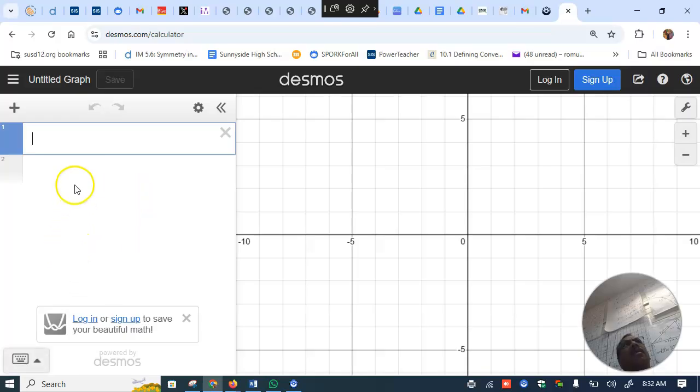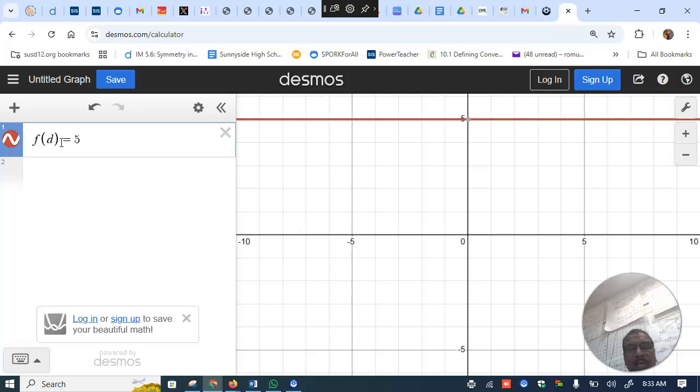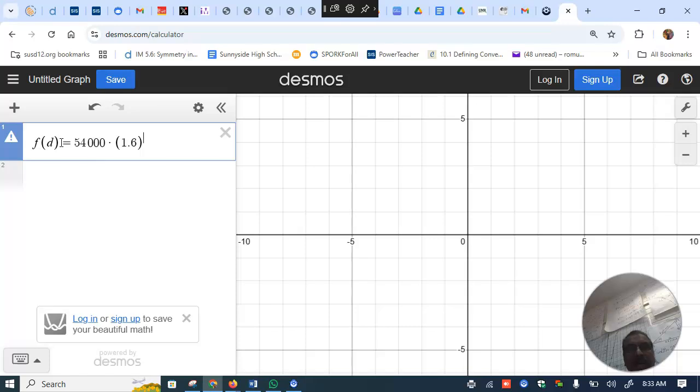And here let's put the equation as f of d equals 54,000 times 1.6, and then raised to the power d. Okay, so we want to put this equation in Desmos.